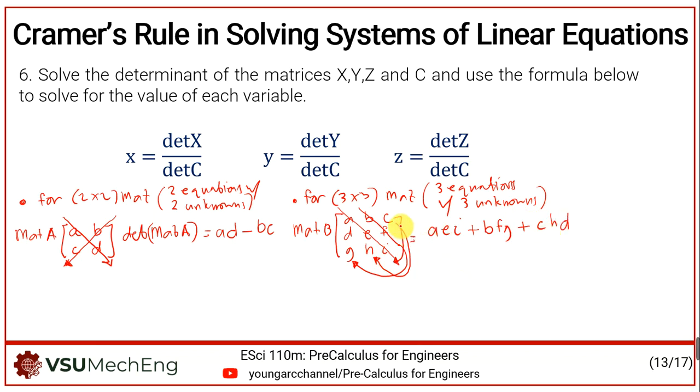Then next, make a diagonal that is opposite in direction from the first diagonals that we have drawn. So we have c, e, g. This time the operation is subtraction, so minus c, e, g. Then minus, second one, b, d, i. And lastly, we have a, h, f. So minus a, h, f. Then simplify. So this is how you solve for the determinant of a 3 by 3 matrix.